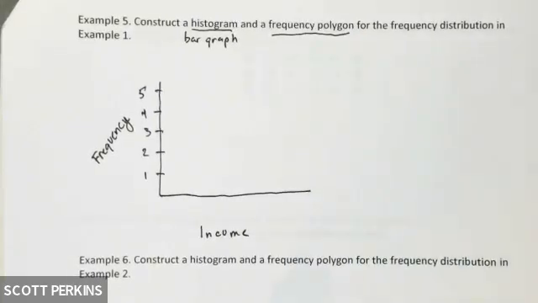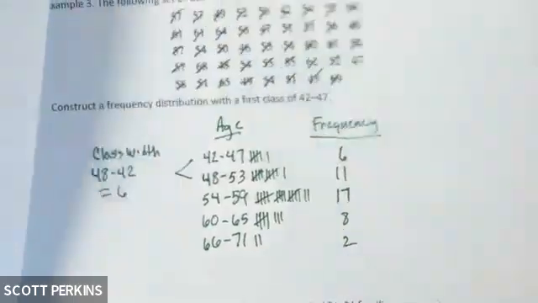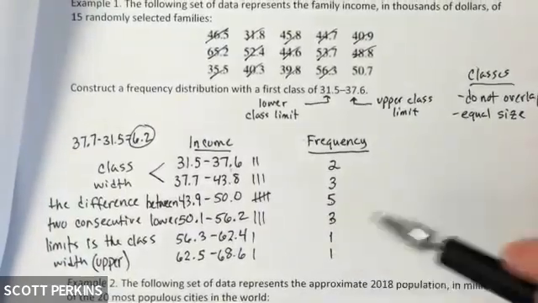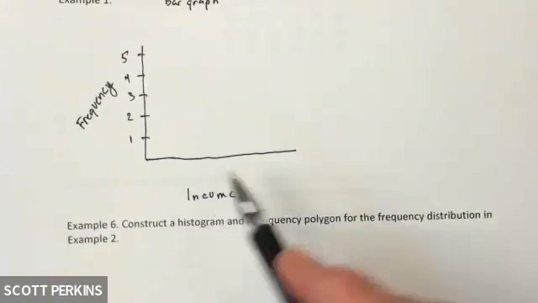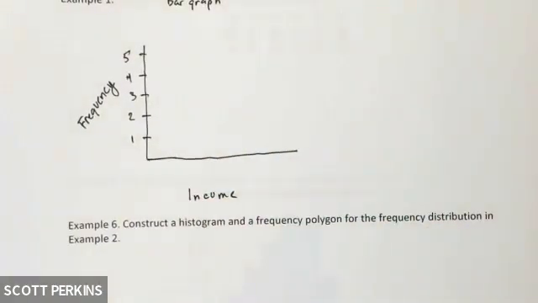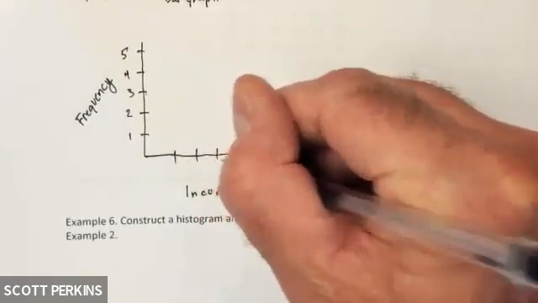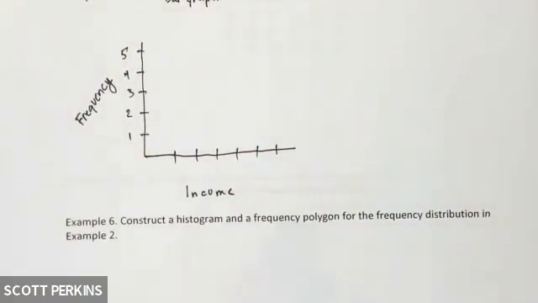I'm going to go back to page 1. Here's page 1. I have 1, 2, 3, 4, 5, 6 classes. So on the income axis down here, I'm going to put 6 equally spaced marks. So 1, 2, 3, 4, 5, 6. One for each class. Don't label them yet.